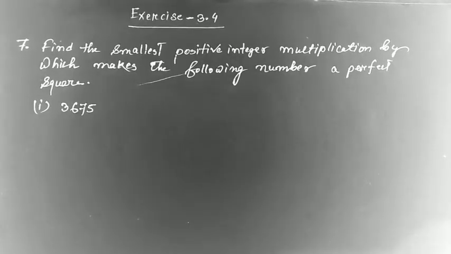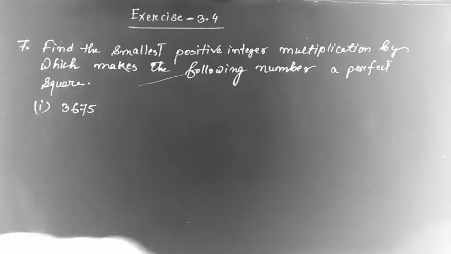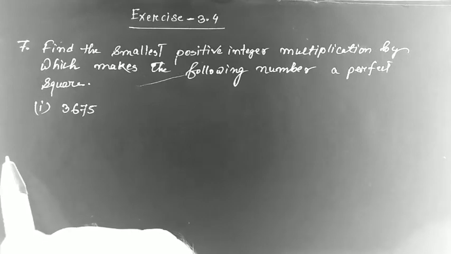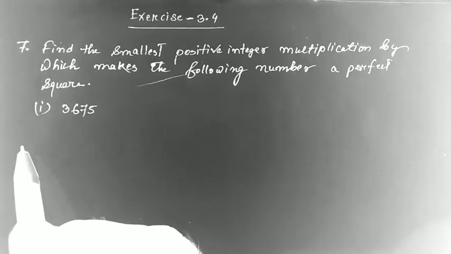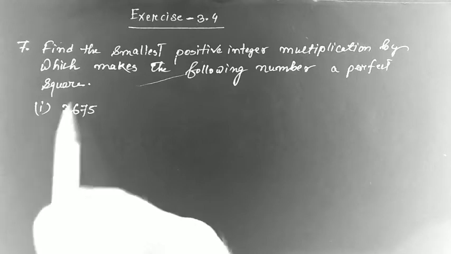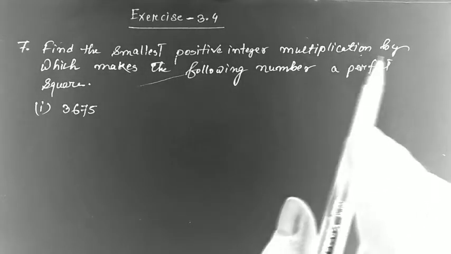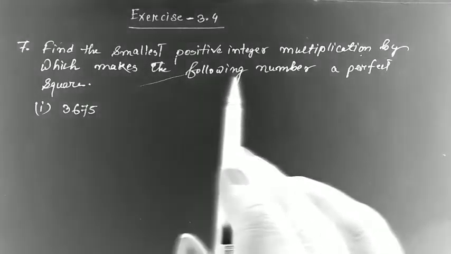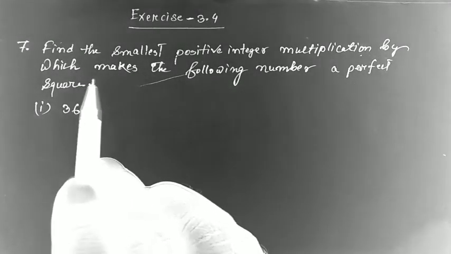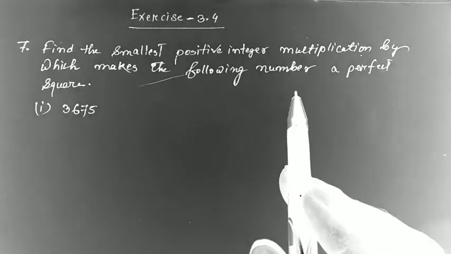Hello dear learners, today in this video I am going to solve question number 7, which is a very easy question. We have solved this type of question in class 8. Find the smallest positive integer by which multiplication makes the following number a perfect square. That means we are given some numbers.